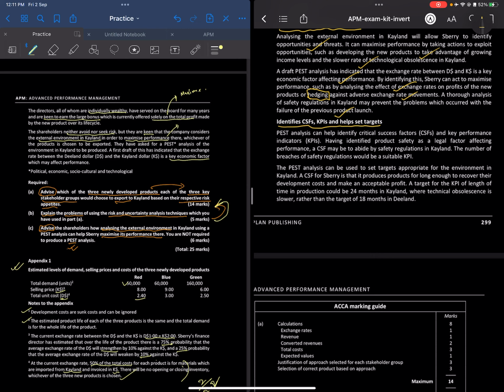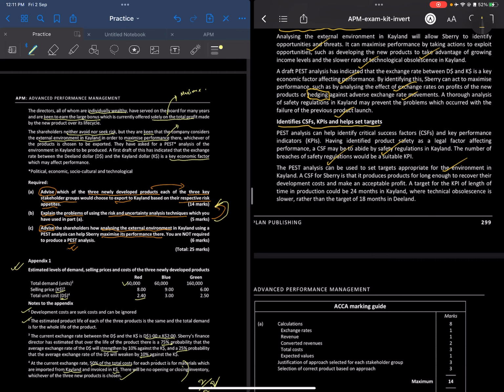And KPIs. So having identified product safety as a legal factor affecting performance, the CSF must be to abide by regulations in K-land. So the number of breaches of safety regulations would be a suitable KPI. They have provided an example as well to the scenario, right? And then PEST analysis can be used to set targets appropriate for the environment in which it is operating, right?